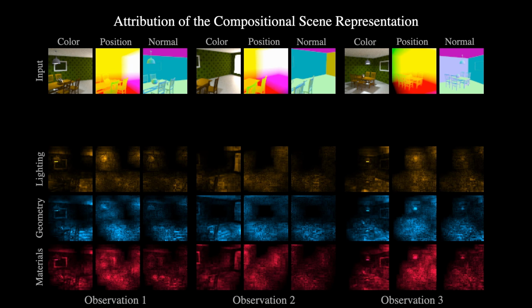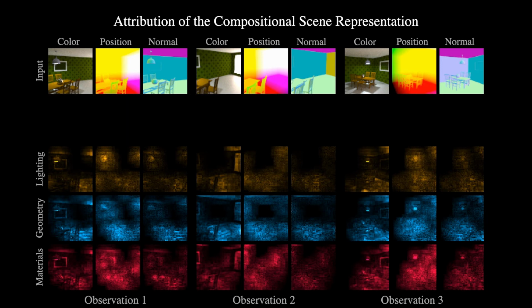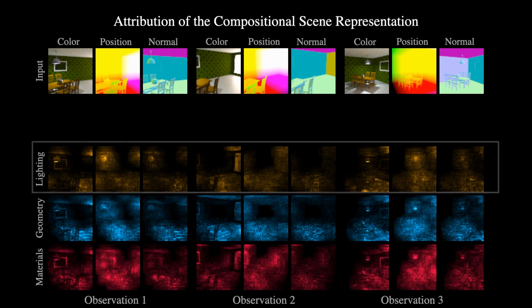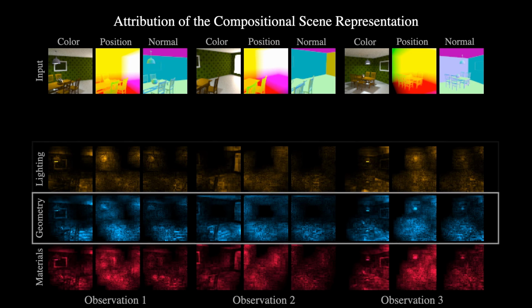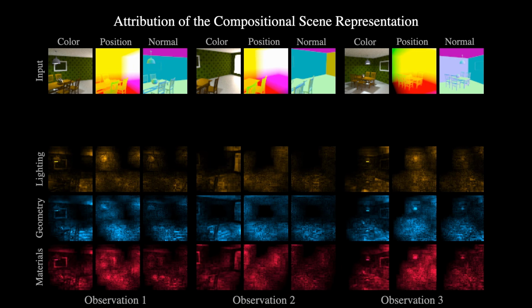We attribute the activations in the scene representation to the color, position, and normal buffers of the 3 observations. For each buffer, we false color its pixel values multiplied by the gradients of activations in individual partitions of the neural representation. The 3 bottom rows show the false colored products for each of the partitions. Color hues were chosen arbitrarily, with yellow for the lighting component, blue for geometry, and red for materials. Bright colors indicate that the pixel had a large impact on the partition.